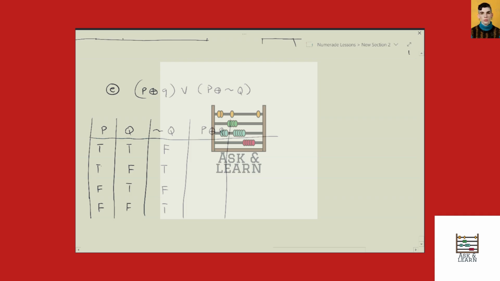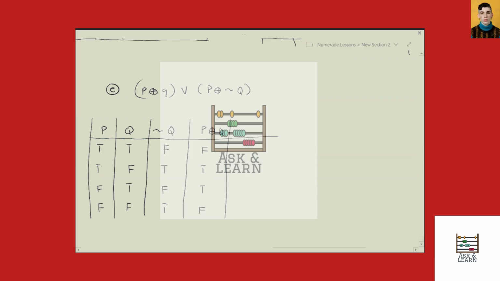So P or Q exclusively, this becomes a false, that becomes a true, and a false. Okay. So here we paired this and that, this or that, looking at them not having the same truth value.